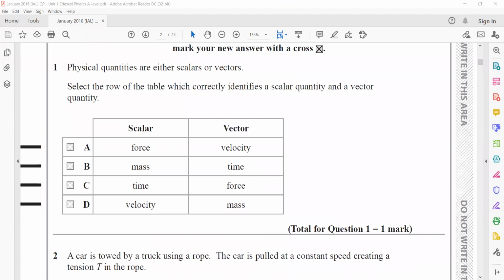The first question: physical quantities are either scalar or vector. Select the row of the table which correctly identifies the scalar and the vector quantities. Checking this row, force is a vector, mass is a scalar, time is also a scalar, and velocity is a vector. And here velocity is vector, time is scalar, force is vector, and mass is scalar. So the row which is correct, time is scalar and force is vector, that is C.